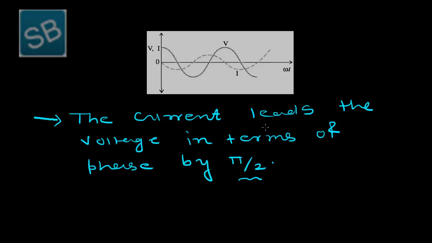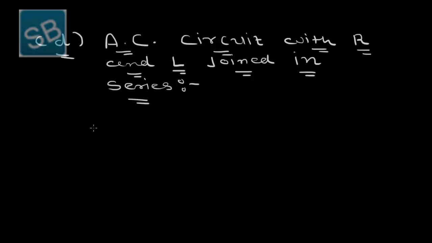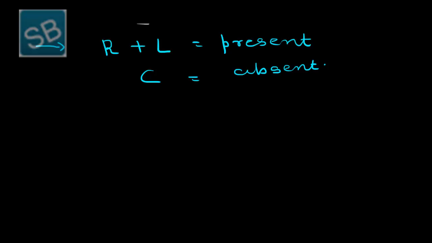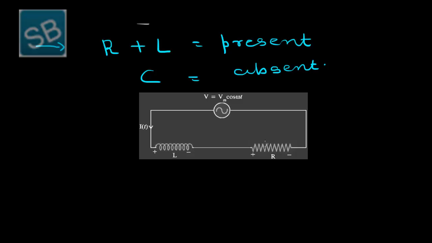Now we will see some different combinations by joining R, L and C, and then we will see L and R, or C and R kinds of combinations. But first of all I am starting with R and L, which are joined in series. The fourth case of AC circuit is by taking the R and L combination connected in series. So here R plus L is present and the capacitor C is absent, and such an arrangement looks like this figure. Here L and R are connected in series.